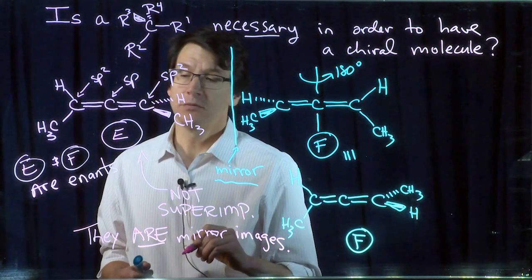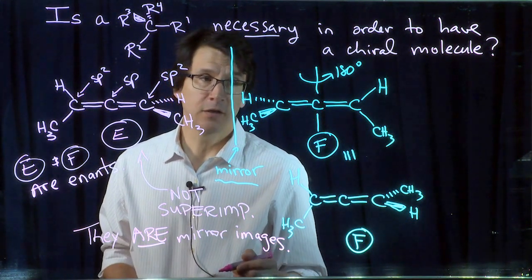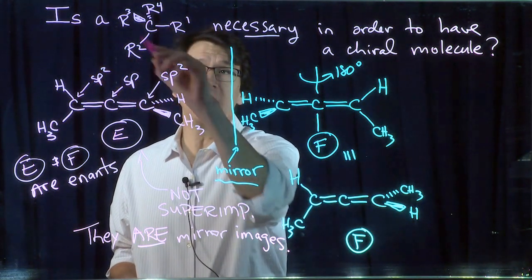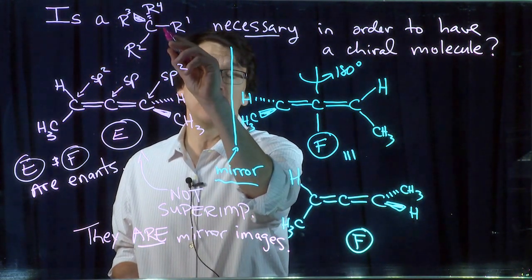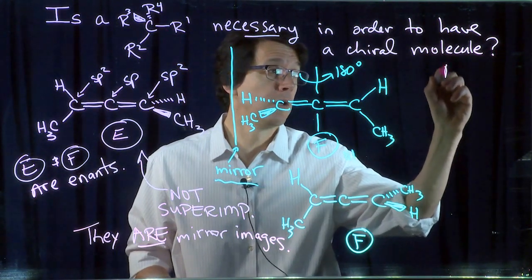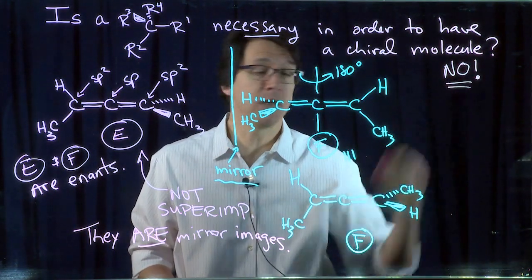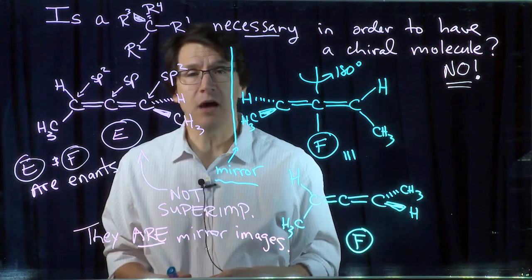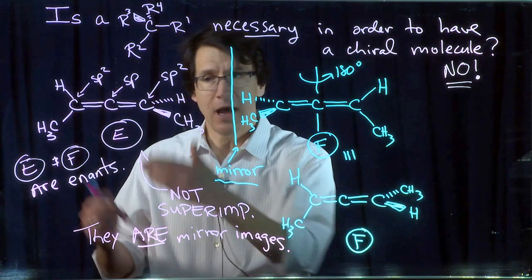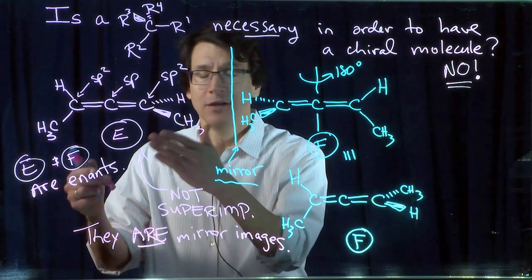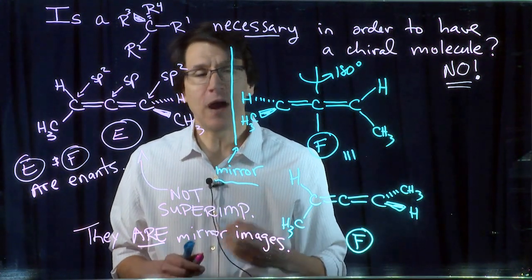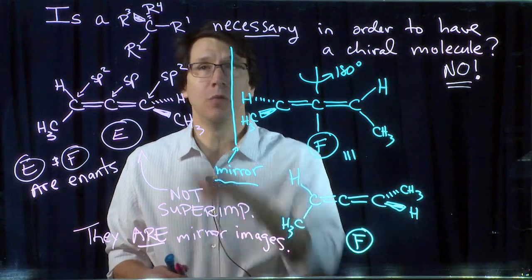Is E chiral? Yes, it is. Is F chiral? Yes, it is. So the answer to our original question, is this type of sp3 hybridized carbon with four different groups attached to it necessary in order to have a chiral molecule? No, it is not. It is very common, no doubt, that chiral molecules do have carbons of that sort. I had to drag out a fairly unusual structure, at least by the standards of this class, in order to find an example where I do have a chiral molecule without one of these.